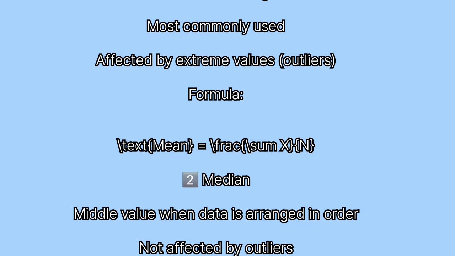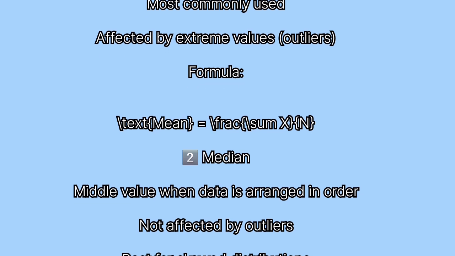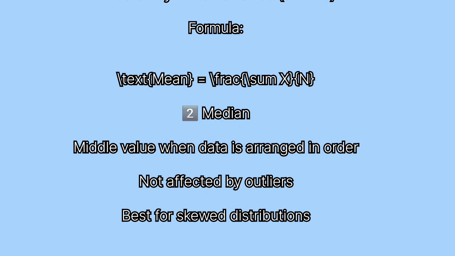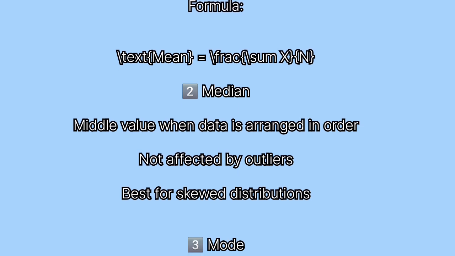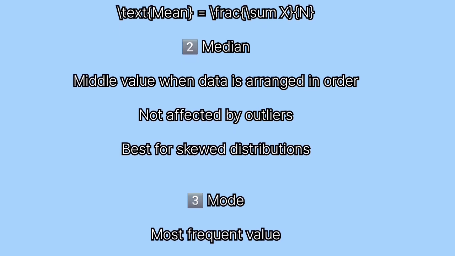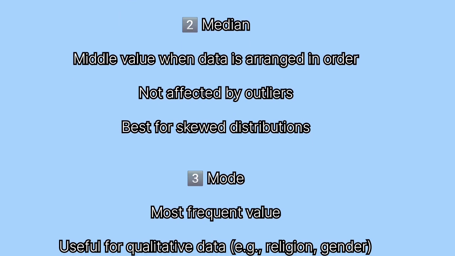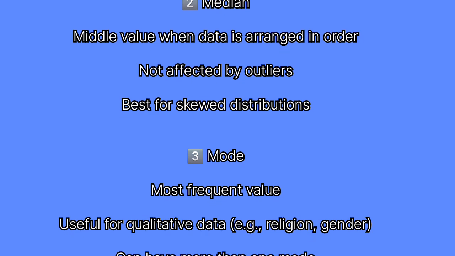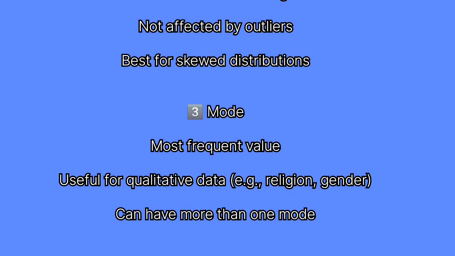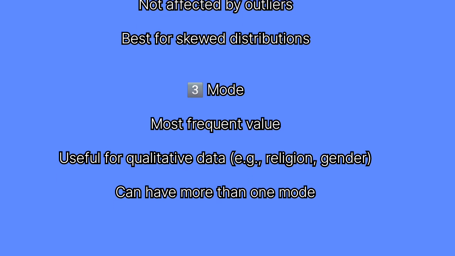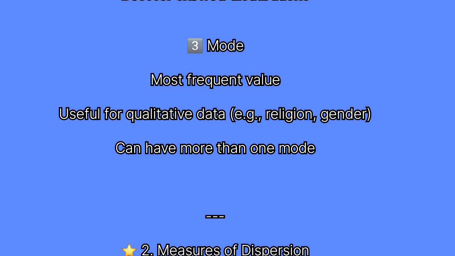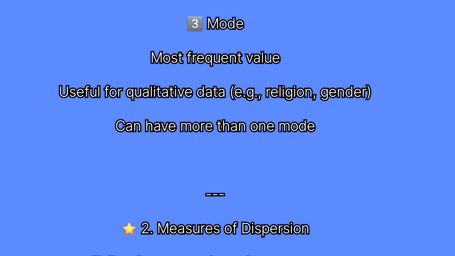Next, the second one is median, the middle value when data is arranged in order. If numbers are there, we arrange them in order and write the middle one. It's not affected by outliers. It's best for skewed distributions. And the third is mode. Median is very easy to find, mean is a little easy, and mode is a little difficult. Mode is the most frequent value, which is coming again and again. It is mostly asked. It is useful for qualitative data, for example religion, gender, and can have more than one mode. Sometimes some numbers will be more frequent.